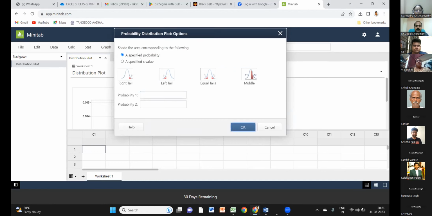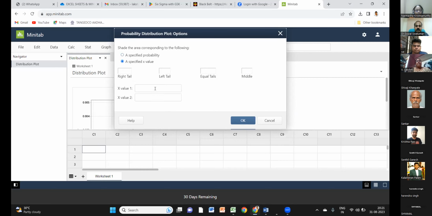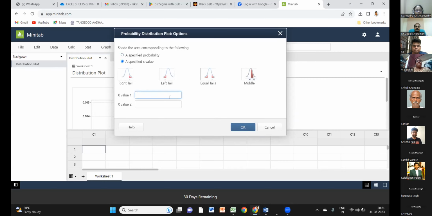Specified X value. Now you can give the X value. Again, choose the middle. Yes, it is correct. Now you can choose 2 values. What is the chance for completing the work between 70 minutes and 90 minutes? What is the probability for completing the work between 70 minutes and 90 minutes? Oh, 70 to 80, yeah, okay.